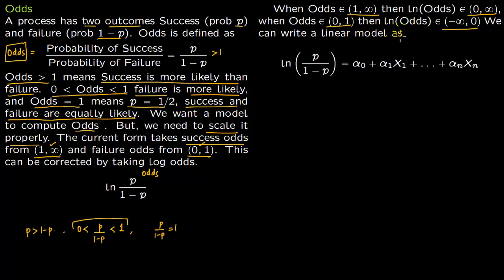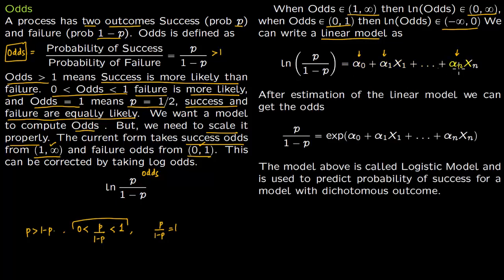So now we have our standard linear model. We always use linear regression. So log of P over 1 minus P, you write it as a linear model of x1, x2, all the way to xn, and these are the coefficients which we estimate. Once you do the estimation of this linear model, you can get the odds. Just take the exponential of both sides.